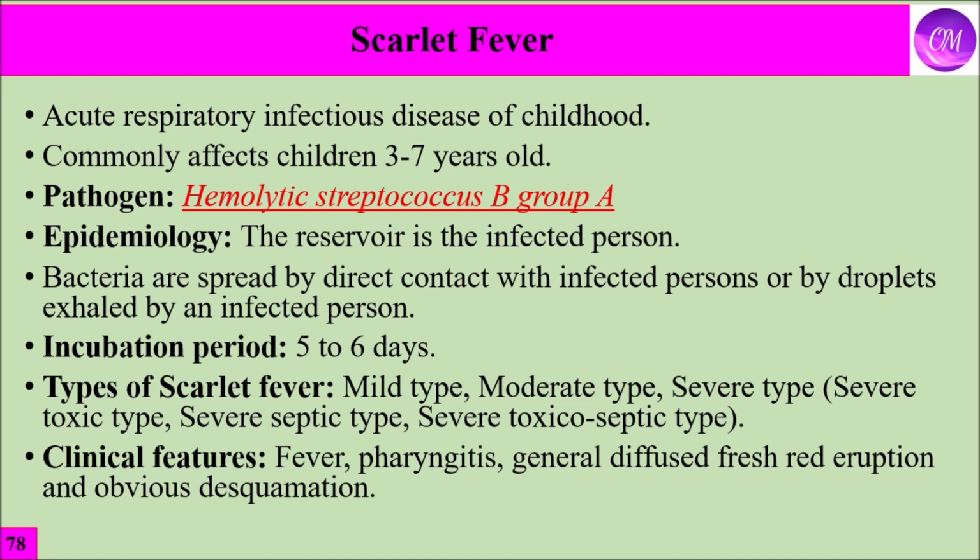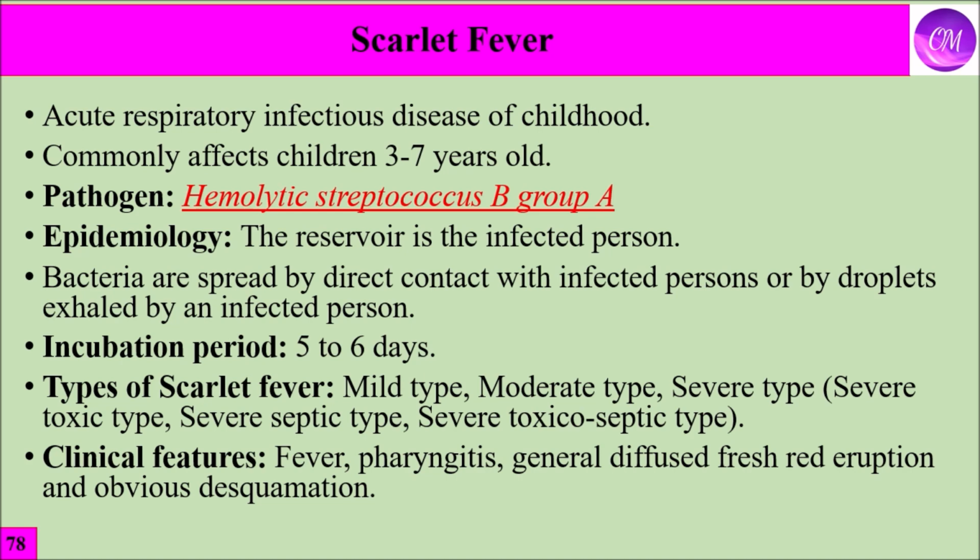Next disease is scarlet fever or scarlatina. It is an acute respiratory infectious disease of childhood. It commonly affects children 3 to 7 years old. The pathogen is hemolytic Streptococcus group A. The reservoir is the infected person. These bacteria are spread by direct contact with an infected person or by droplets exhaled by an infected person. Incubation period is 5 to 6 days.